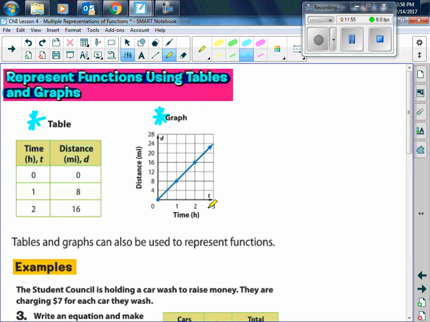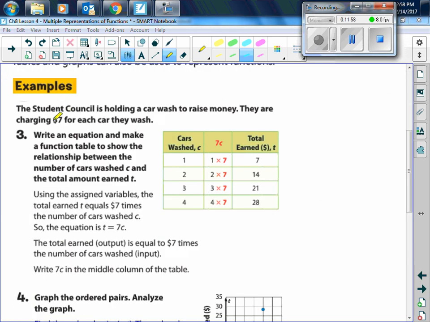Example 3 says a student council is holding a car wash to raise money. They are charging $7 for each car they wash. We want to write an equation and make a function table to show the relationship between the number of cars washed, C, and the total amount earned, T. So, once again, we're going to look at what our variables are. The total amount earned is T. That's our total. And C is the number of cars washed.